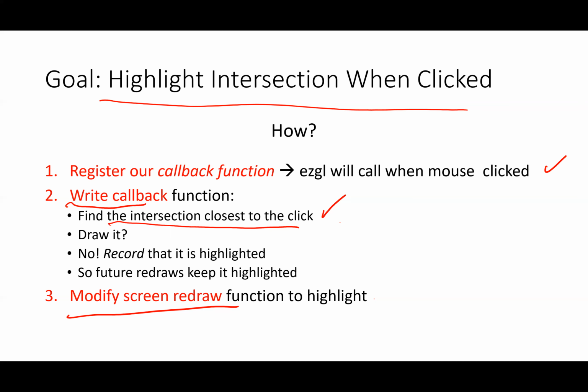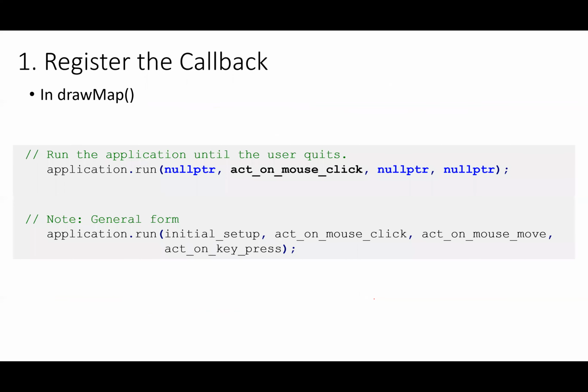Okay, so how do we do that? There are multiple ways to do this, but maybe this is too vague a question. I'll just show you how I did it. I already showed you this, but basically we have to register the callback. So we give the name of the function that we want, and that function has to have the right signature. It's the second argument to this run call that is the mouse click callback.